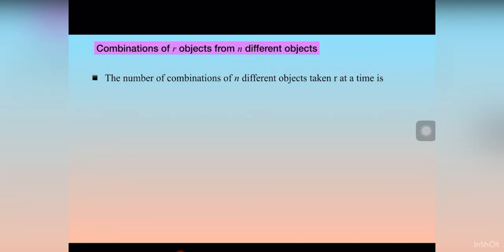Combination of R objects from N different objects. The number of combinations of N different objects taken R at a time is nCr, where nCr equals n factorial over r factorial times (n minus r) factorial. This is the definition of nCr.